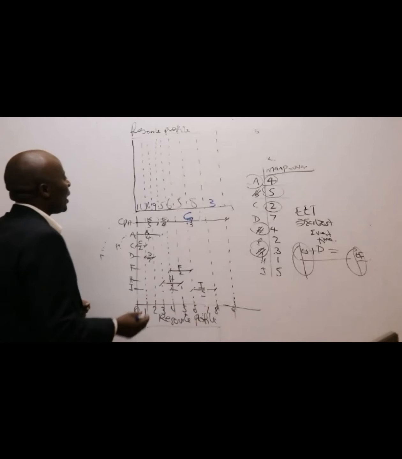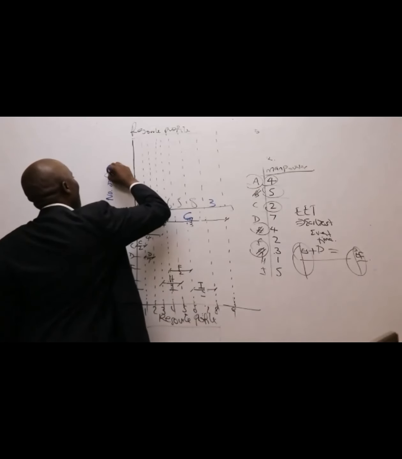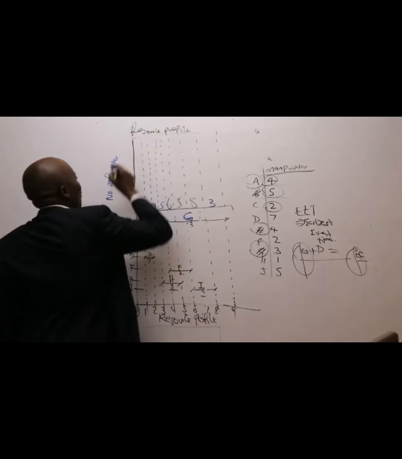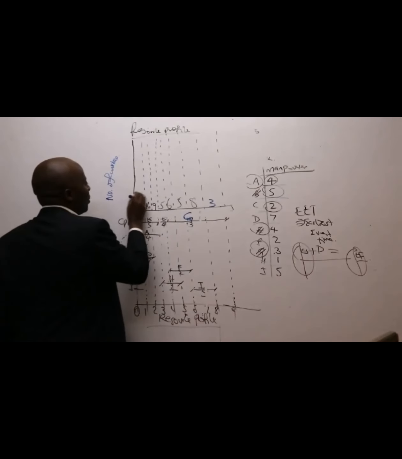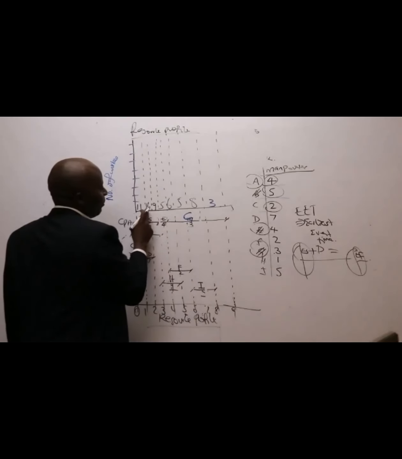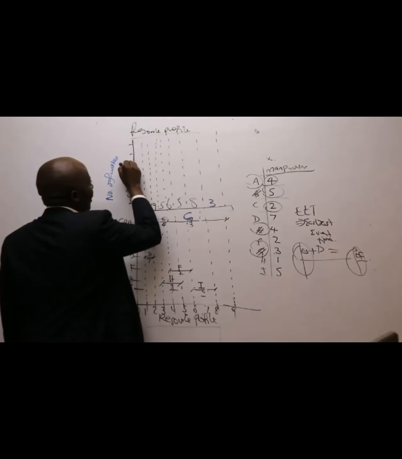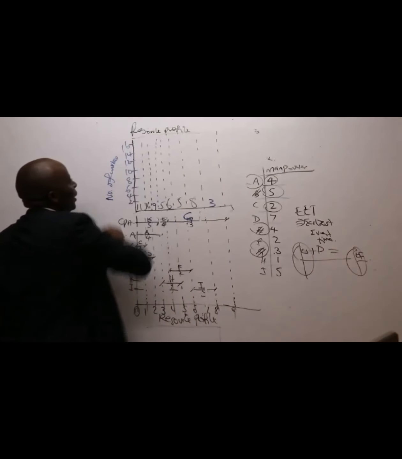But for now, please allow me to come and put here the number of workers. So I have 1, 2, 3, 4, 5, 6, 7, 8. So the biggest is 16. So I can talk of 2, 4, 6, 8, 10, 12, 14, 16, like that.